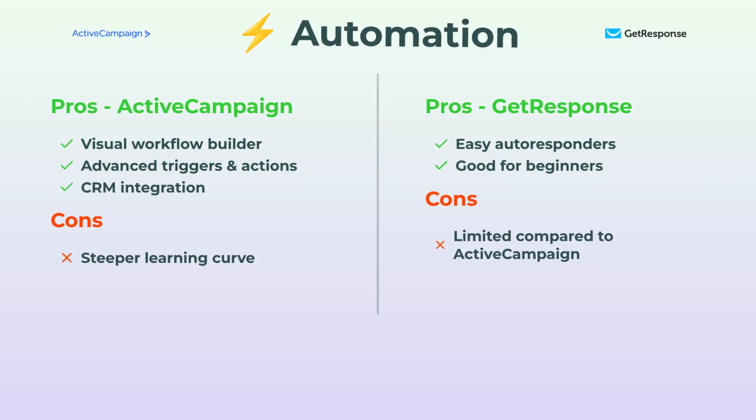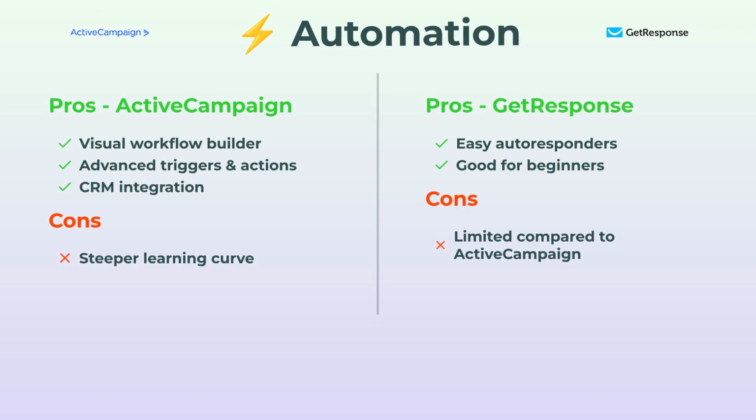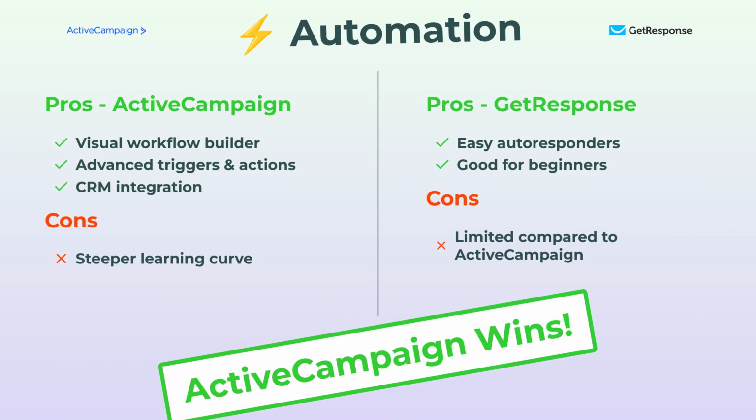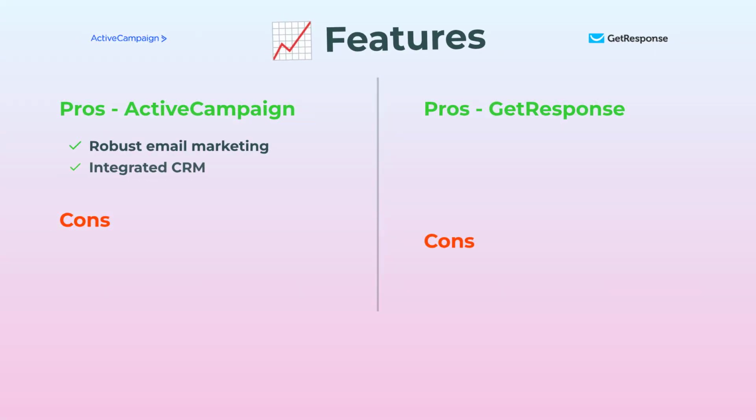GetResponse. They keep it simple with easy autoresponders. Great for getting started, but let's be real. It doesn't compare to what ActiveCampaign can do if you want advanced stuff. So for automations, ActiveCampaign takes it without breaking a sweat. All right, zooming out a bit.